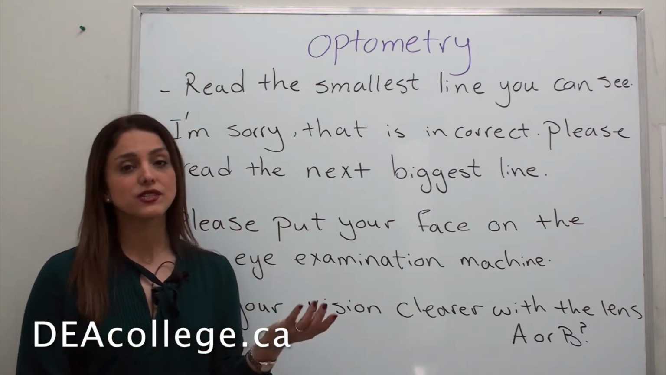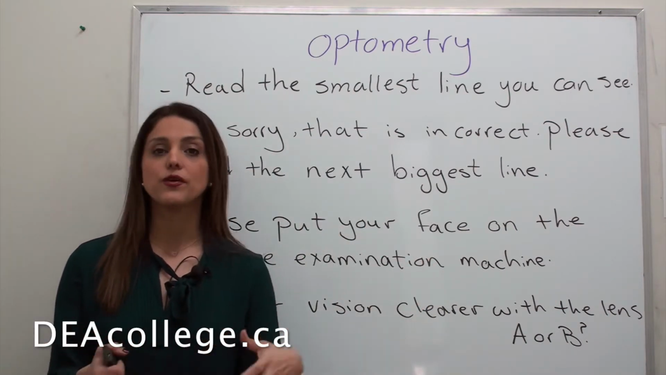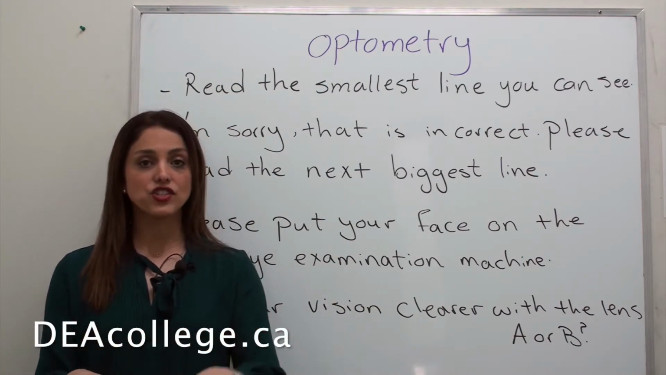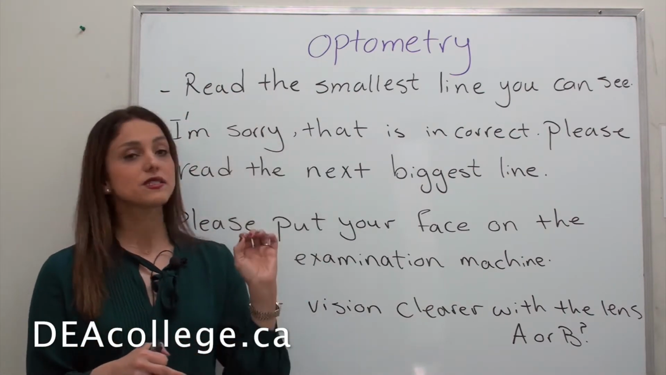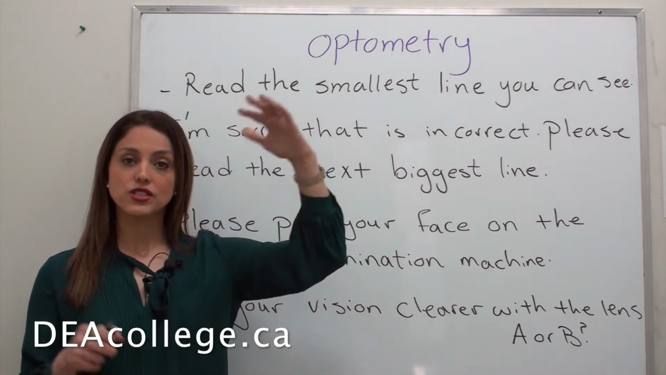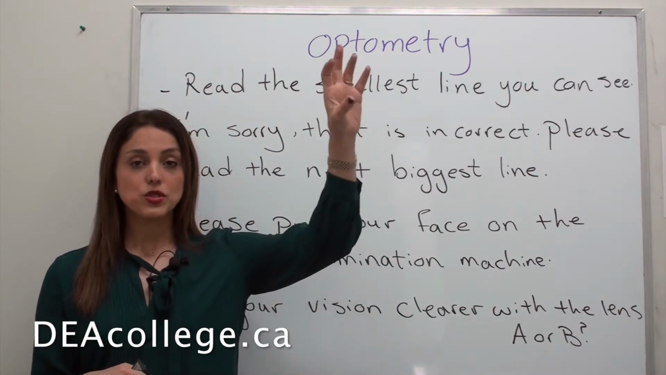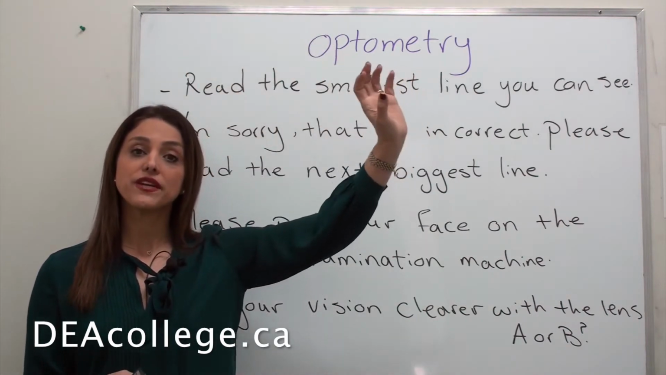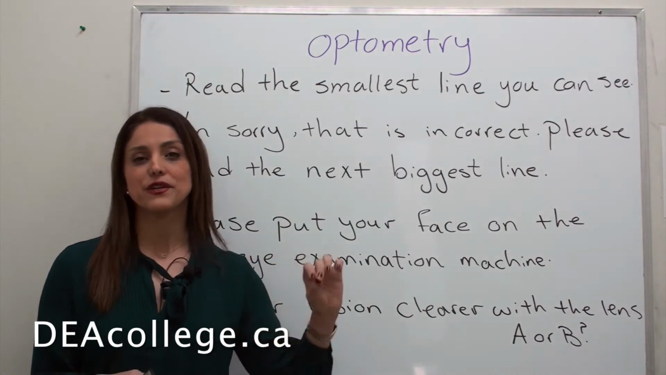So the first sentence that you can see here: whenever you go and visit an optometrist, they will tell you, okay, go ahead and sit on this chair. Just like a high chair that you're going to sit on. And they usually say, read the smallest line you can see. They will put a sheet in front of you, so you will see some letters. The first line is very, very big, and the last line is very, very tiny.